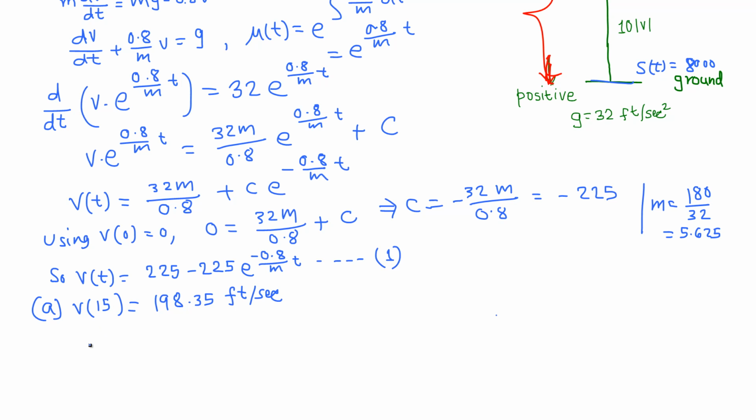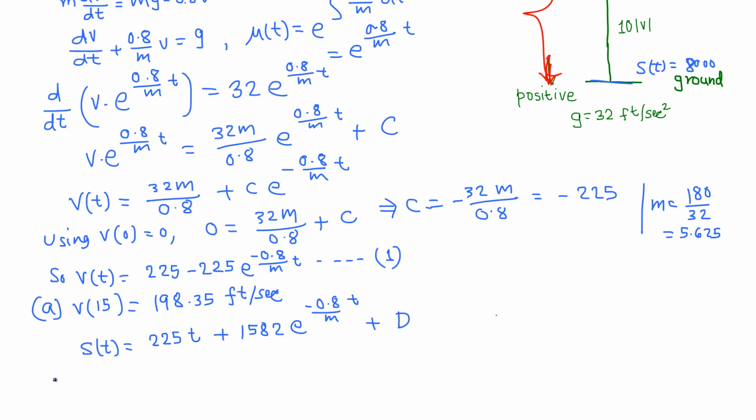Integrating 1, we get the position s(t) equals 225t minus 225 times the exponential function itself divided by this constant. So 225 times negative m over 0.8, and that happens to be plus 1582 e raised to negative 0.8t over m, plus some constant of integration, let's say d. Basically I integrated these two terms, and this is the case.